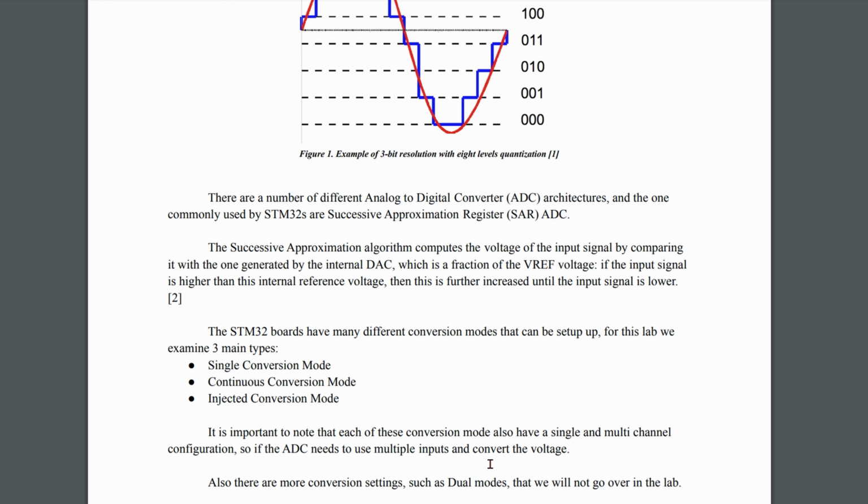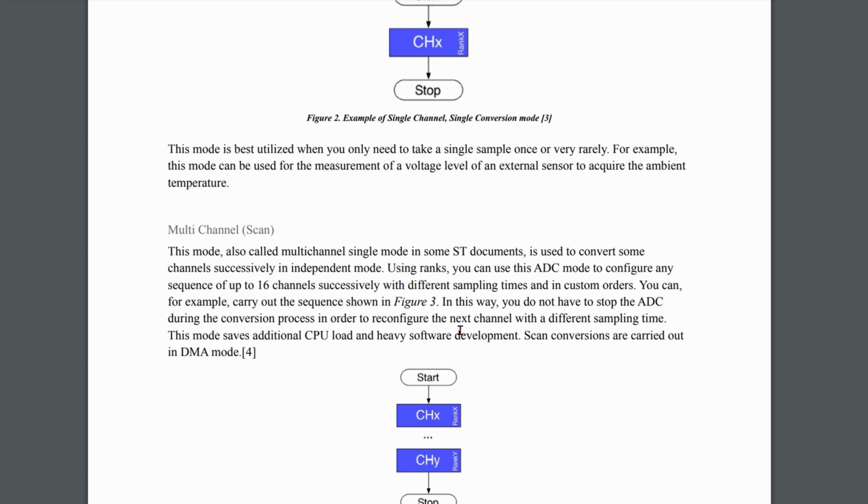A multi-channel scan is the following. This mode, also called multi-channel, we can see we have 2 channels. They're different, channel X, channel Y, and then we start and stop. This mode is the multi-channel again, single mode in some ST documents. It's used to convert some channels successively in an independent mode. Using ranks, you could use this ADC mode to configure any sequence of up to 16 channels successively with different sampling times and in custom orders.